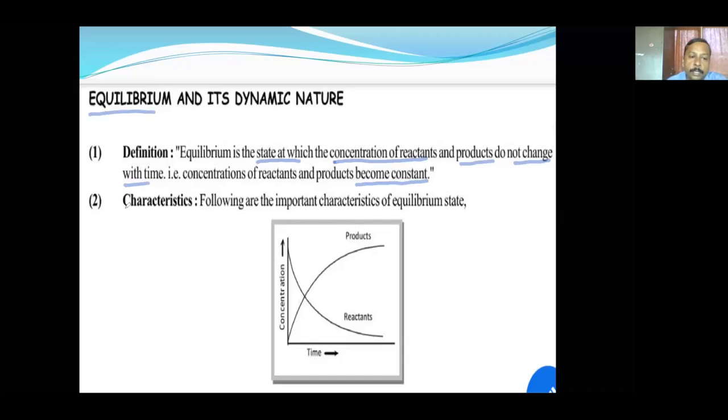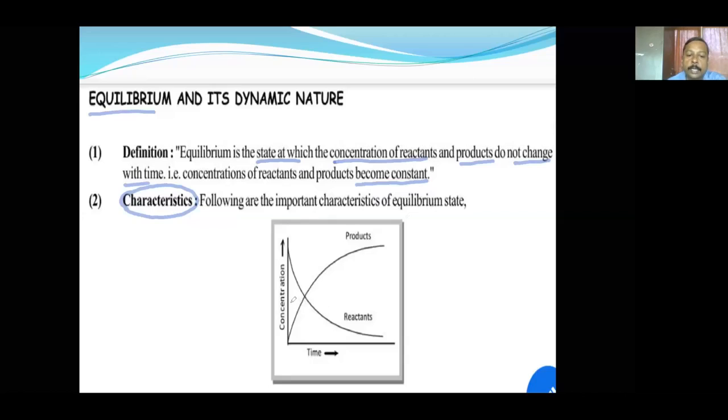Now, very important theoretical objective questions come on the basis of characteristics. People are not able to understand the language given in the books and not able to convert it into objectives. So I will elaborately explain how the questions are framed and how you have to tackle them. So following are important equilibrium states.